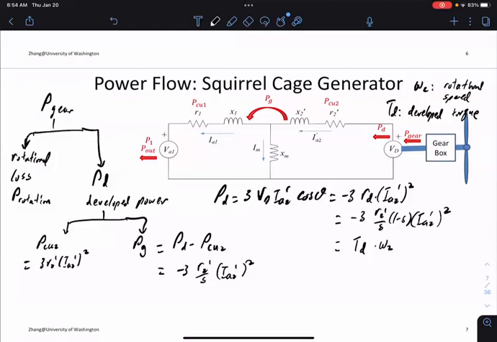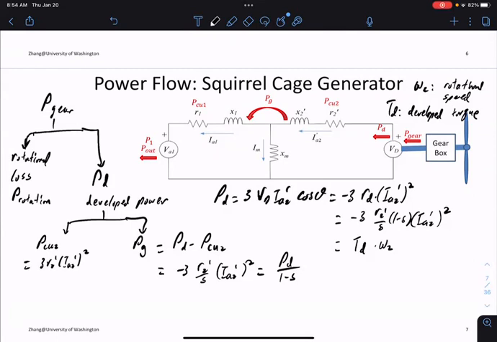This equation comes from just subtracting PCU2 from PD. There's an interesting relationship between developed power and air gap power. If you look at the two equations, they basically only differ by 1 minus S. The only difference between the two is this 1 minus S term. So it's often useful to think about this as PD over 1 minus S.